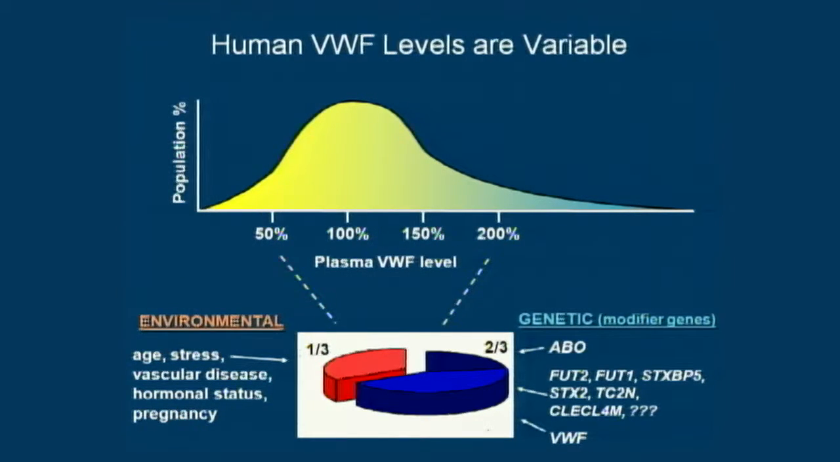The causes for this variation are multifactorial. And from old twin studies, we know that 1/3 of the variation is due to acquired or environmental factors, and 2/3 is due to inherited factors.